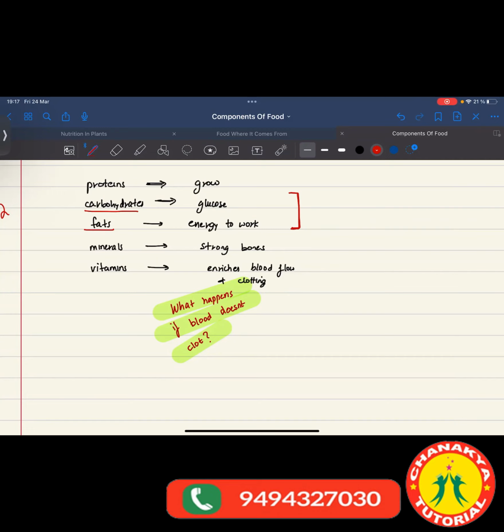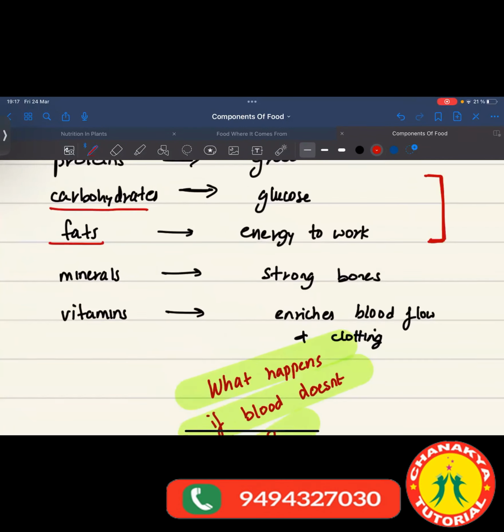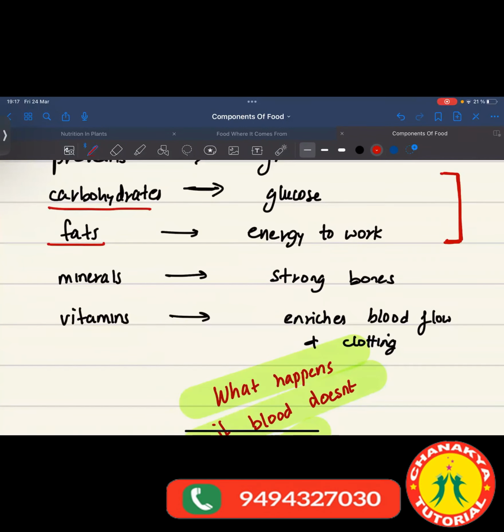Additional to this, proteins, as he said, provide us with growth. Before proteins, let's look at carbohydrates and fats. You can see I've marked it in red. Carbohydrates are not exactly body fat, and fats are different from carbohydrates, but mostly they both have the same function, because glucose is needed for energy. Basically, they both provide energy.